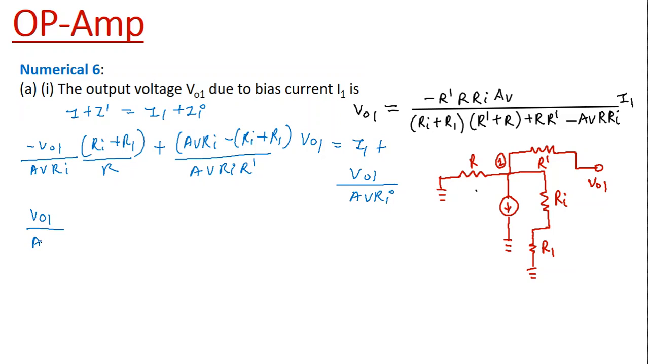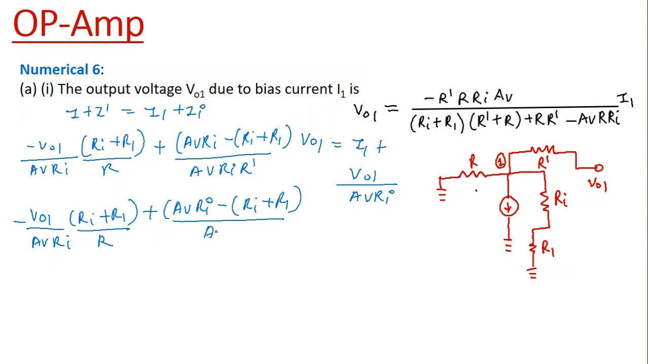VO1 upon AVRI, Ri plus R1 divided by R. This is minus, then plus AVRI minus Ri plus R1 divided by AVRI into R dash VO1, minus VO1 divided by AVRI equal to I1. This is what we are getting.